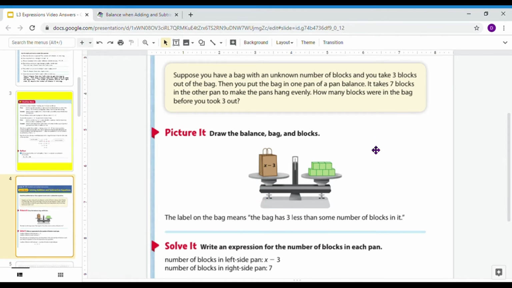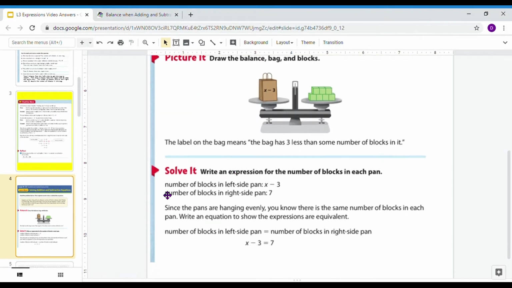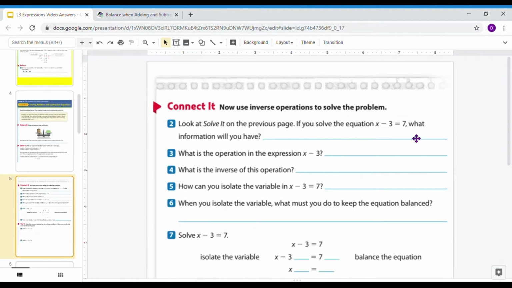So this is just a great way to picture it. And now here's the solve it. So it showed us the number of blocks on the left side, which is X minus 3, and the number of blocks on the right side of the plan, which is 7. I need you to think of the middle part of our balance as the equal sign. So we can think of this as an equation, X minus 3 equals 7. And that's what they wrote down here at the bottom. So we're going to be solving the equation X minus 3 equals 7.